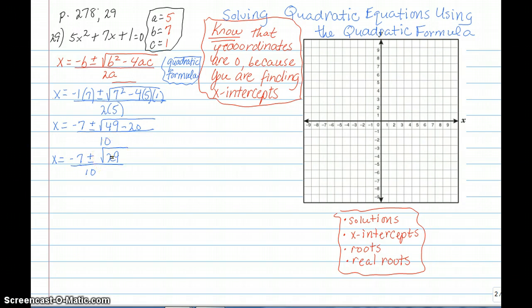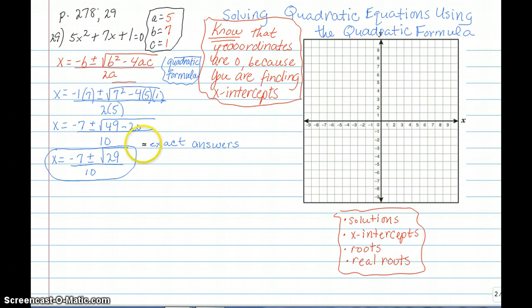And square root of 29 cannot be simplified. So right here, and there's no perfect squares in it, that's what I mean it can't be simplified any further. Right here is one of your exact answers. So this is going to be one of your exact answers, but it's not the only one.